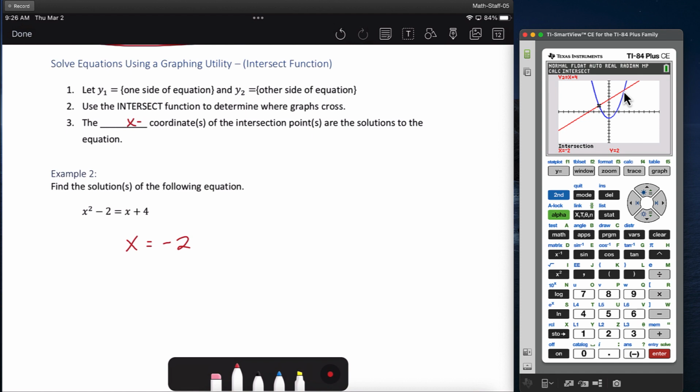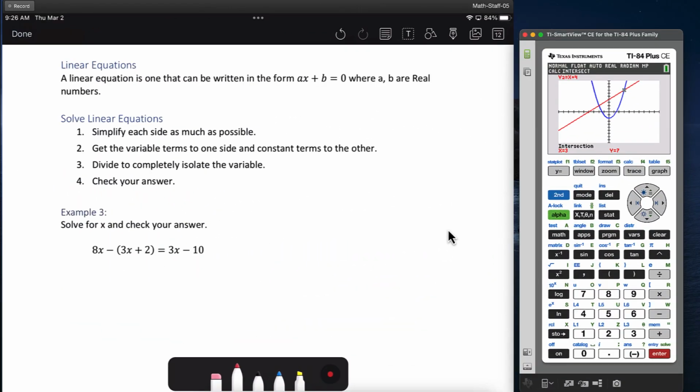Notice we have another intersection, so we'll repeat this process. Second calc number 5. And again, we want to scroll over and get close to that intersection. Hit enter. It's going to automatically jump to the second curve. Enter, enter, and we can see that 3, 7 is that intersection point. The x value 3 is the solution to the equation. So again, this is another way that you can check your answers later when you're doing these algebraically by hand.